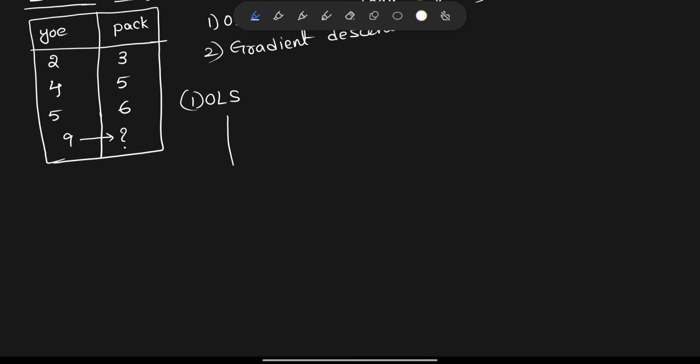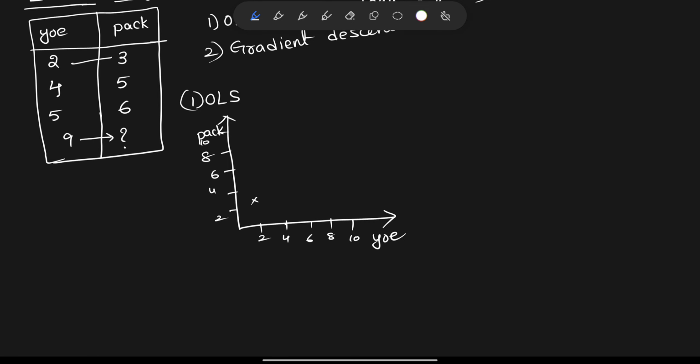Okay, before that we'll plot one graph between years of experience and package. 2 4 6 8 10. First, for 2 years it will be 3 LPA, for 4 years it will be like 5 LPA, for 5 it is like 6 LPA.